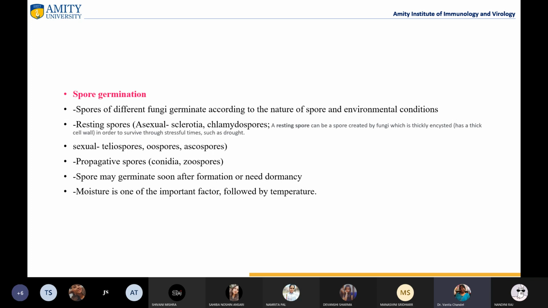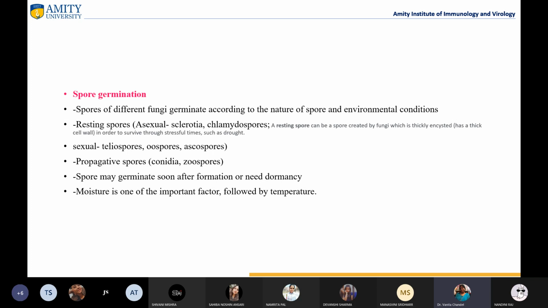Resting spores are asexual spores. Resting spores are spores created by fungi which are thickly encysted, have a thick cell wall, and they survive through stressful conditions such as drought, right? They rest through a particular unfavorable time and then germinate when weather conditions are favorable. Then there are sexual spores such as teliospores or oospores. And propagative spores such as conidia and zoospores, right?